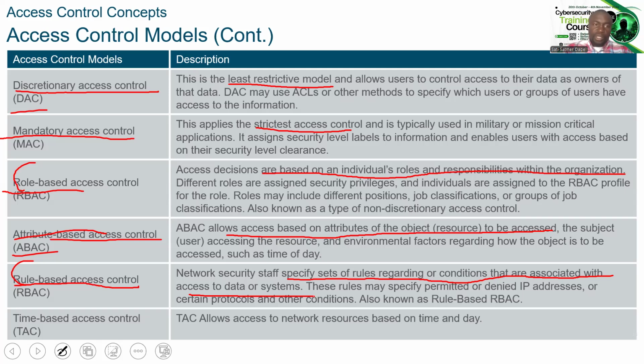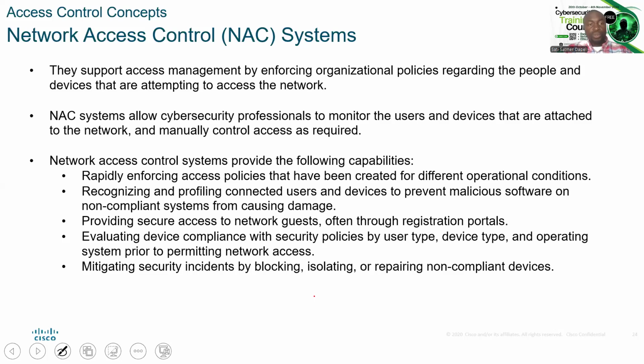Now, so looking at it, we have the discretionary access control, DAC. We have discretionary, we have mandatory, we have role-based, we have attribute-based, we have rule-based, and we have time-based access controls. All right. So the network access control systems, NAC, support access management by enforcing organizational policies regarding the people and devices that are attempting to access the network.